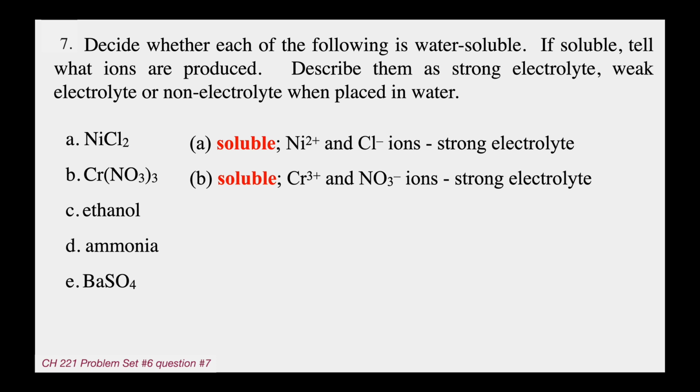The next one, ethanol. Ethanol is a compound with carbon, hydrogen, and oxygen. It's a covalent bond. It is not an ionic bond, so the solubility guide doesn't help that much.